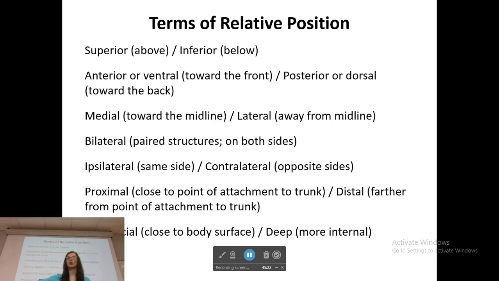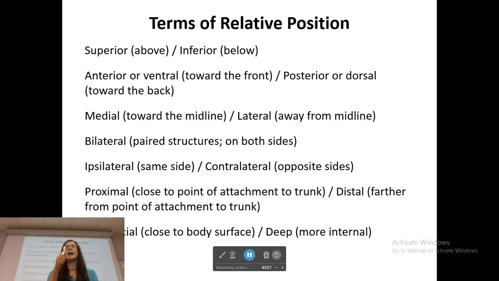So like on your arm, right? So this is the medial side because it's closer to the midline. An example of a term with lateral and medial: your nose is medial to your ears. Your nose is closer to the middle than your ears are. Your ears are lateral to your nose. They're towards the outside, further away from the midline.